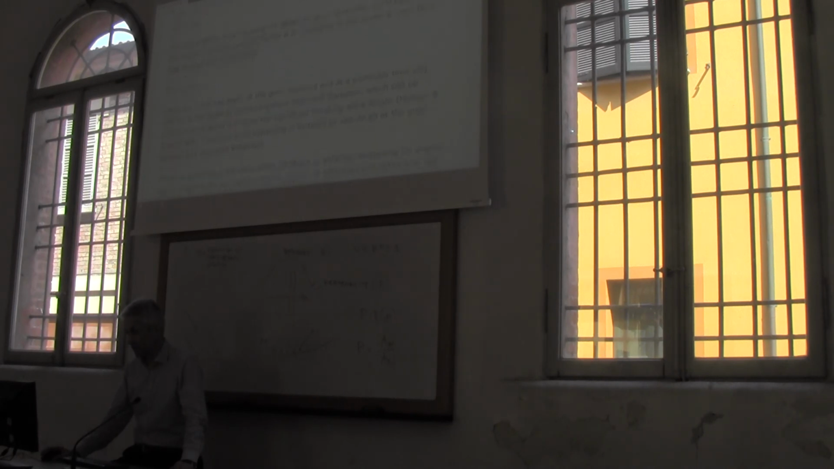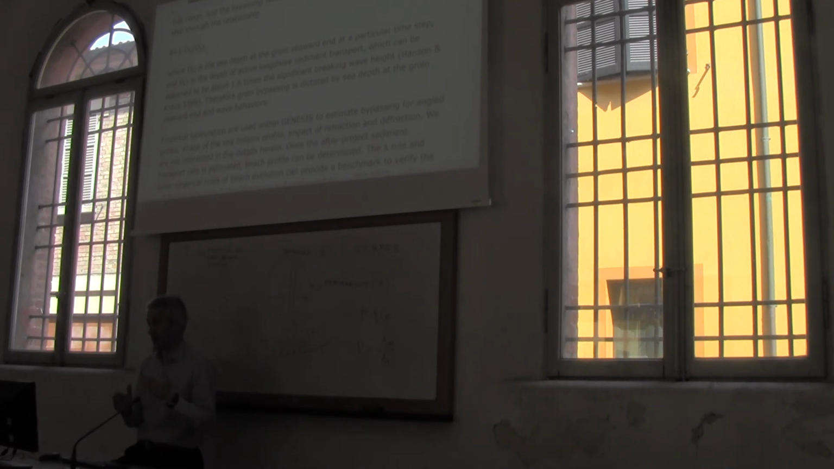Here there is a suggestion for the bypassing factor, but don't take it as a strict rule, okay? Basically, it says that if we indicate with DG the sea depth at the groin seaward end, the groin toe, and DLT is the depth of active longshore sediment transport. What is the depth of active longshore sediment transport? It means that beyond the depth DLT, you don't have any sediment transport anymore.